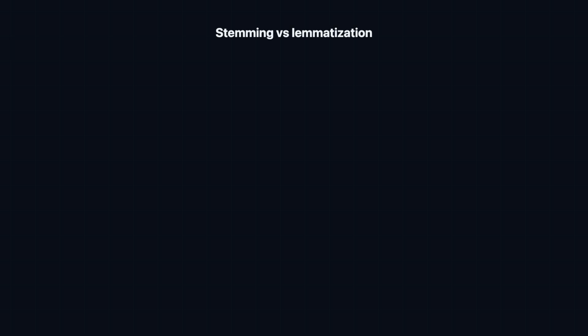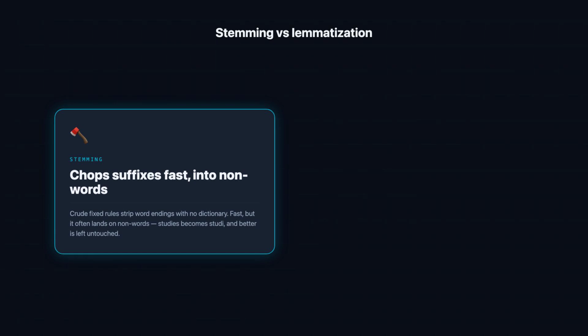First, let's clear up the confusion with stemming, because the two get mixed up constantly. Stemming is the quick and crude approach. It just chops suffixes off the end of a word using fixed rules, with no dictionary involved. It is fast, but it often lands on something that is not even a real word. Studies become studi, and an irregular form like better is left completely untouched.